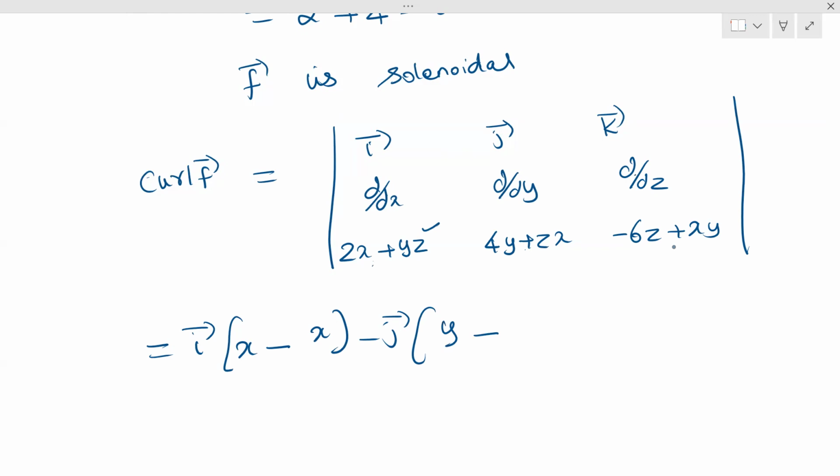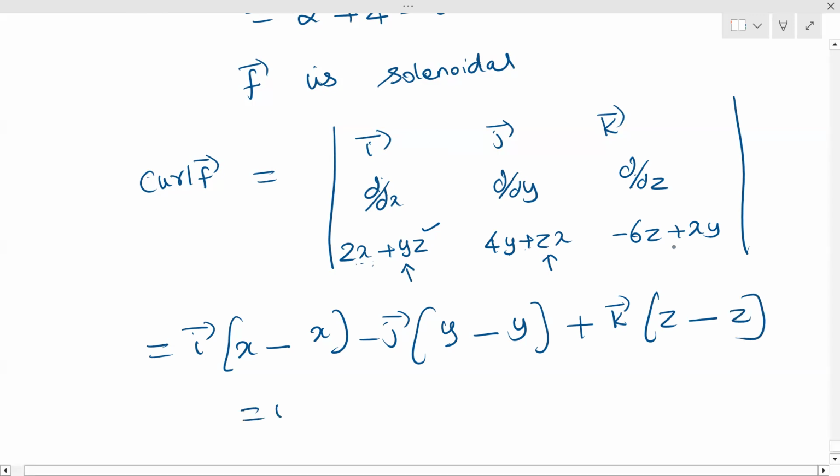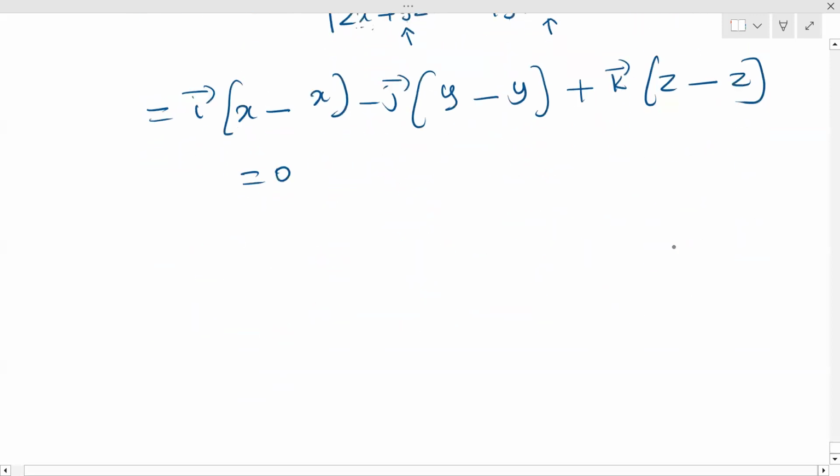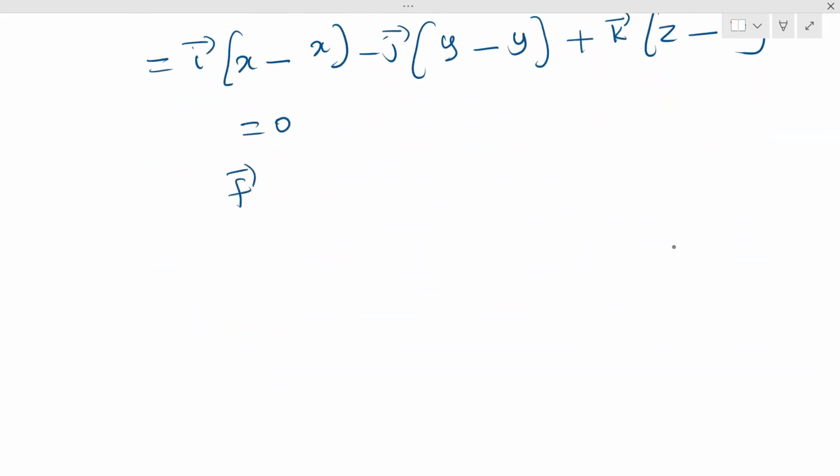So when we differentiate partially with respect to z, first term is 0, second term is y, z differentiation 1. Plus k vector into dou by dou x of this one. So first term is 0, second term is z, minus dou by dou y of this term. First term 0, second term z. So curl F is 0. So F vector is irrotational.